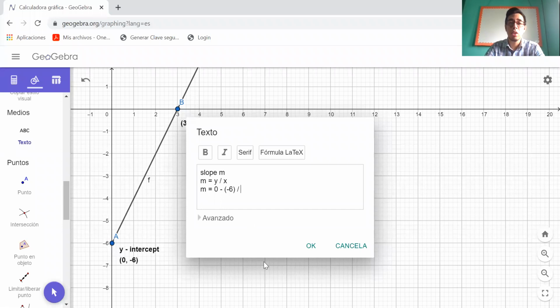Now I'm going to use the values for x. In x, the first value I have is 3. And the other value is 0. So I only subtract 3 minus 0.